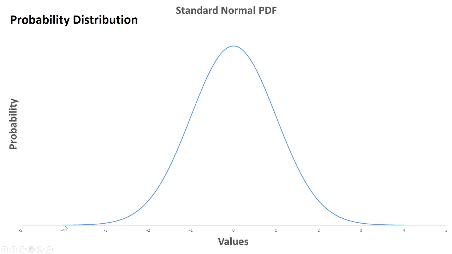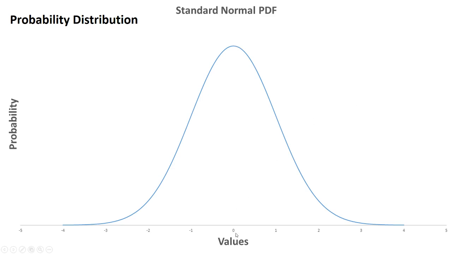This gives us an idea of the distribution of values within a population. So this is a standard normal. It's centered at 0. It has mean 0, and a standard deviation of 1. We'll define those in a moment. But basically, this graph gives us a good idea of what a distribution looks like.